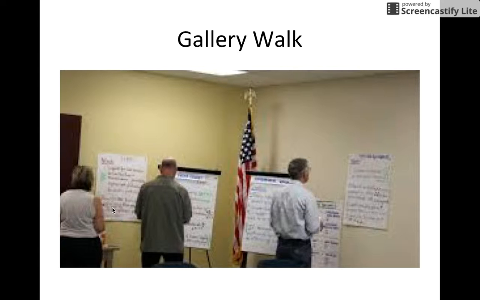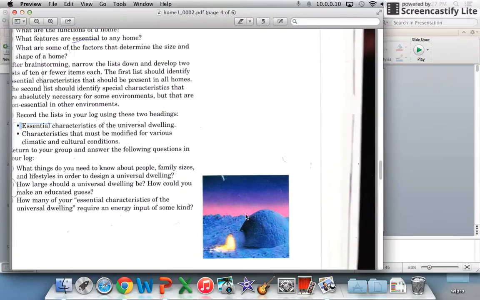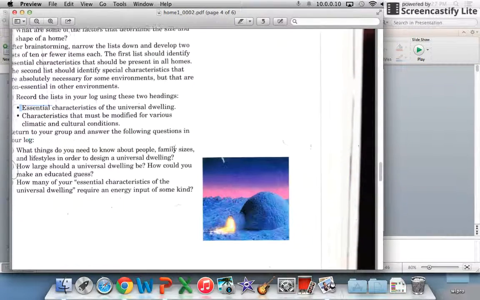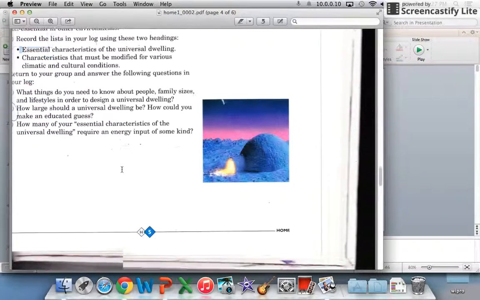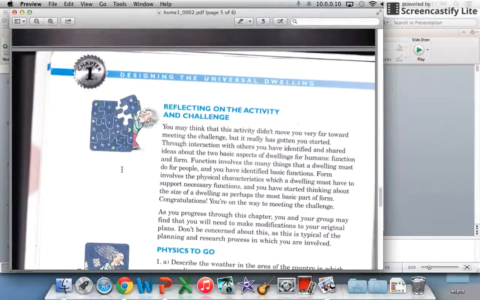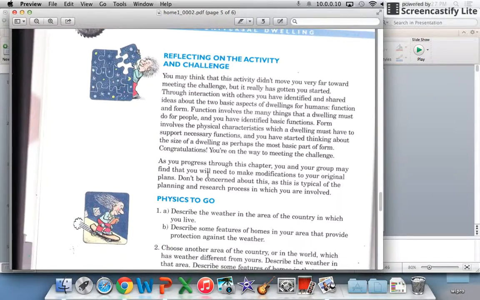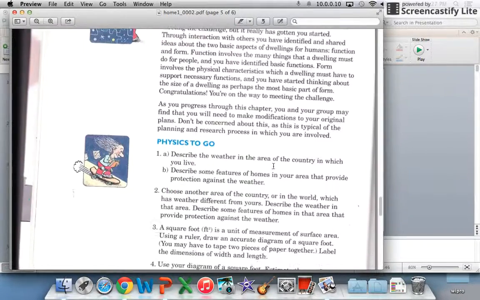And they can use sticky notes to write comments on it, or you can even give them markers to check off things they think are essential in other groups, something to that extent. All right, so that's how I like to break down this part. And then as a class, we'll discuss these questions at the end. Now, getting into reflecting and then the physics to go.